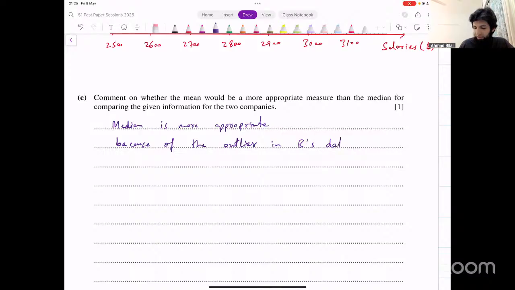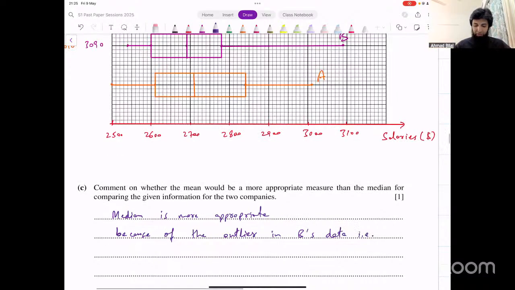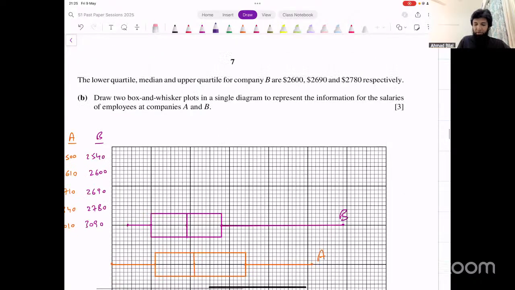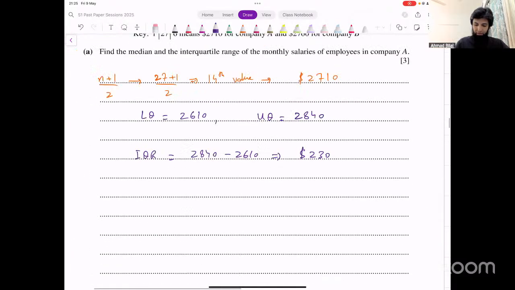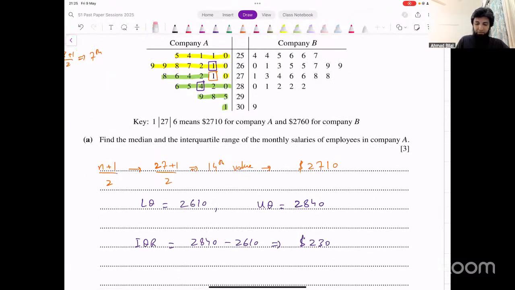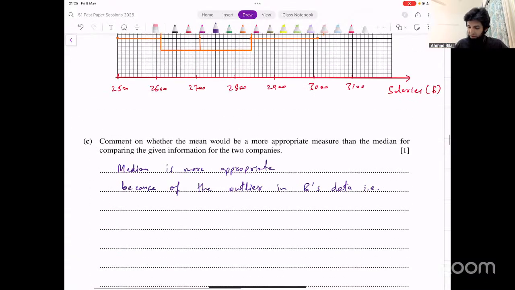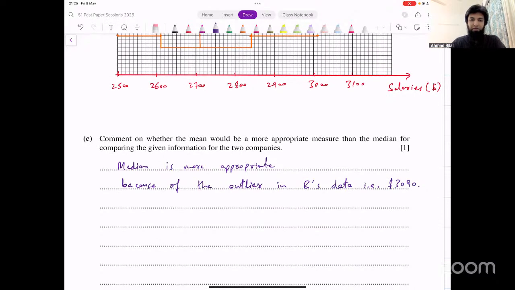In these data, what's the outlier? You have to specify that so that the examiner understands that you have not just memorized the statement that median is more appropriate because there's an outlier. You have to apply that to this particular question. What's the outlier here? This number 3090, you should write that here, is an outlier. 3090. Right? And that is why median is more appropriate. So when you have outliers, then mean is not an appropriate measure because mean is affected by outliers. Okay, median is more appropriate.